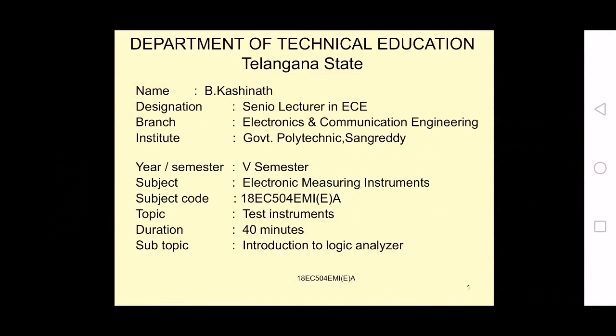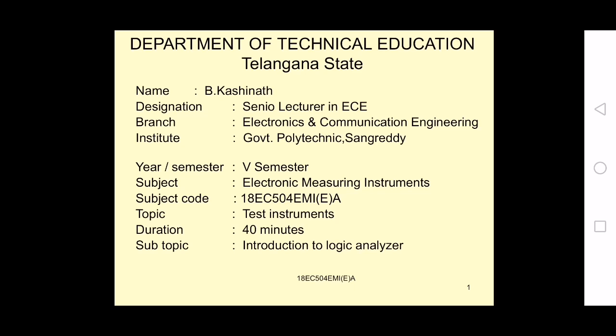And the subject which I am going to teach is Electronic Measuring Instruments. And the subject code is 18EC504EMI, and it comes under the third year, fifth semester, and it is an elective subject, so it is written as E elective, and it is the first choice of elective, so it is 18EC504 EMI elective A.